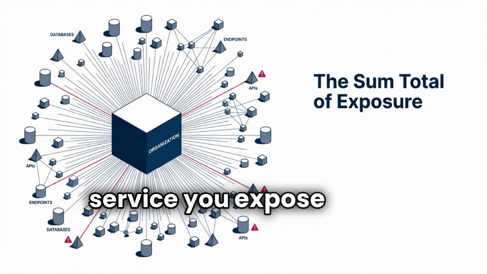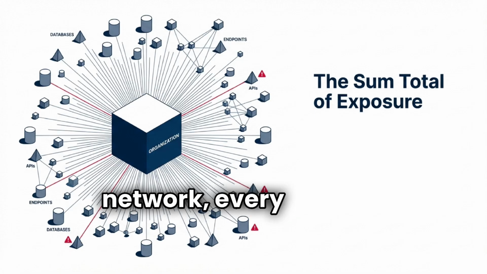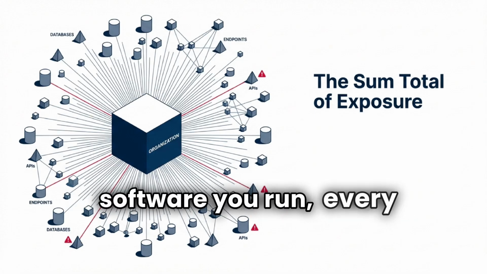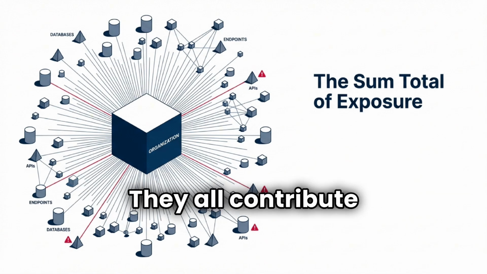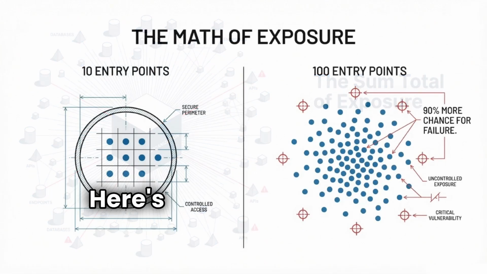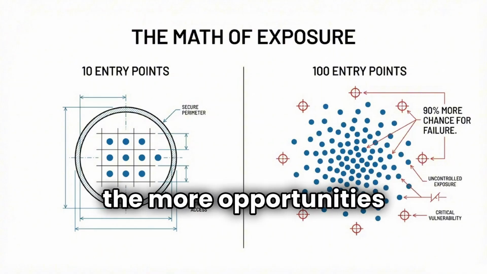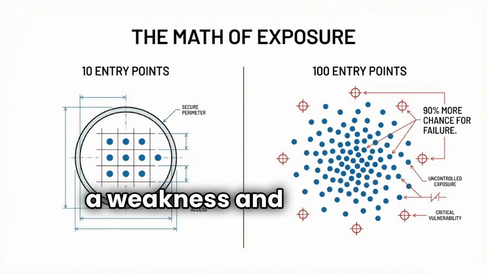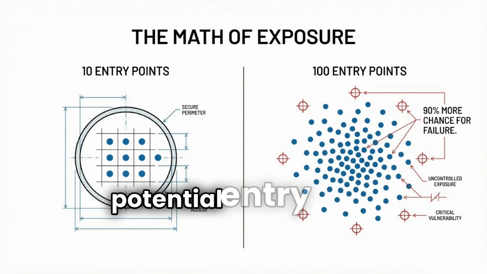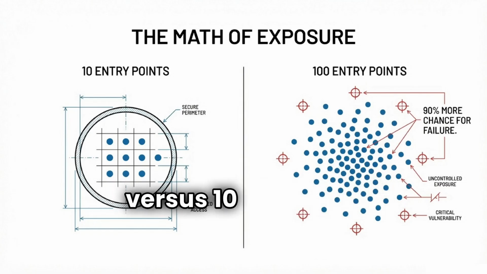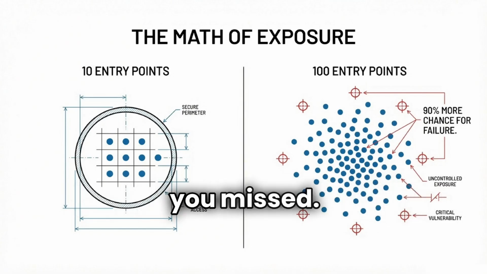Every service you expose to the internet, every device connected to your network, every piece of software you run, every employee who has access to systems, they all contribute to your attack surface. Here's why this matters. The larger your attack surface, the more opportunities attackers have to find a weakness and exploit it. It's basic math. If you have 100 potential entry points versus 10, attackers have 90 more chances to find that one vulnerability you missed.